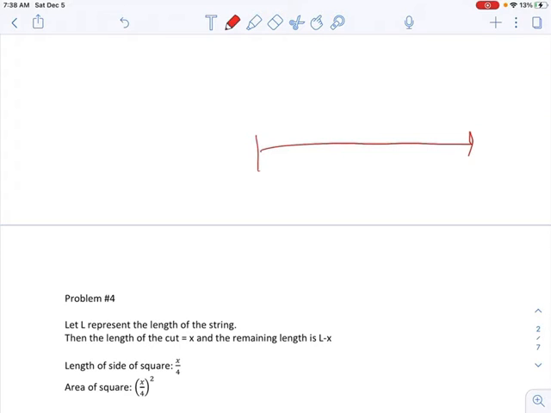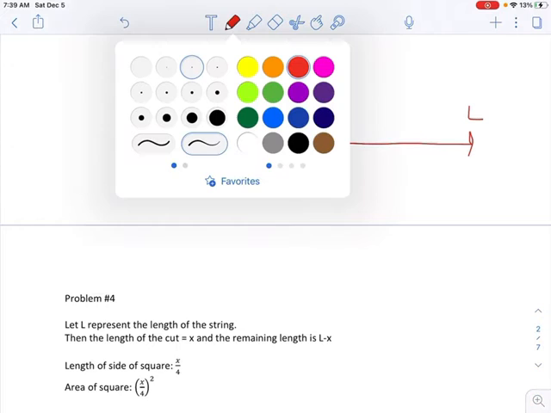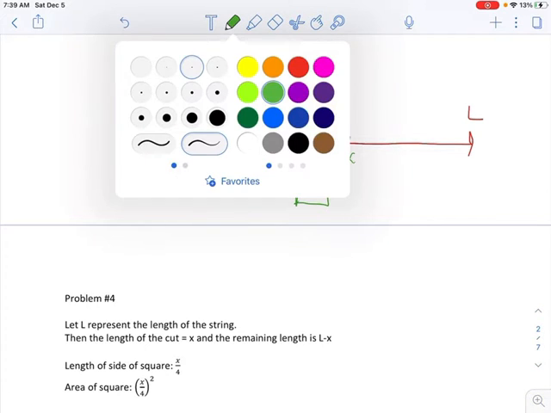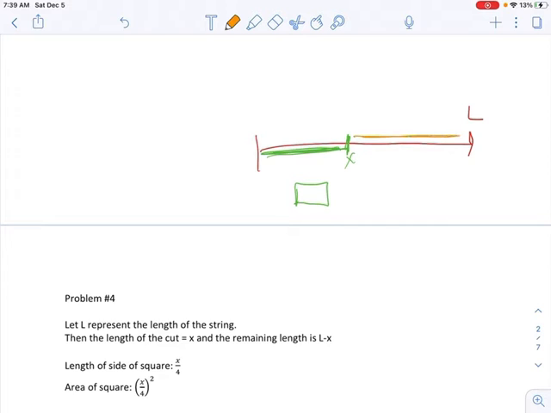A piece of string. It could be any length. Let's just call it length L. And then you're going to have a certain amount of it, let's say length X, and you're going to cut it and make a square out of that much. And then you're going to use the rest, let's say orange here, which is L minus X, and you're going to make a circle.